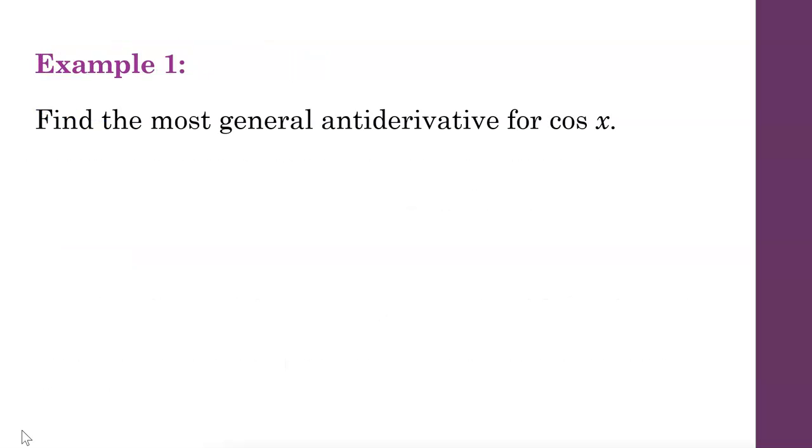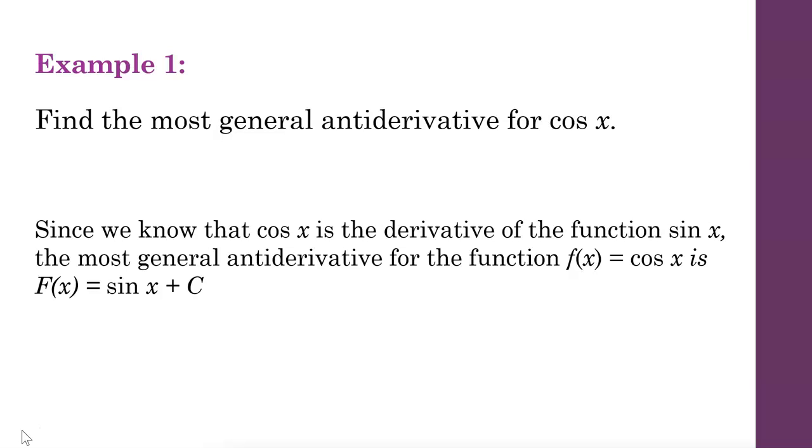Right, so let's look at an example. We want to know what's the most general antiderivative for cosine of x. Well, we know cosine of x is the derivative of sine of x. That means the most general antiderivative of the function cosine of x is the function sine of x plus c, right? And again, c could be any number. And when we take the derivative of sine of x plus that number, we just get cosine x.